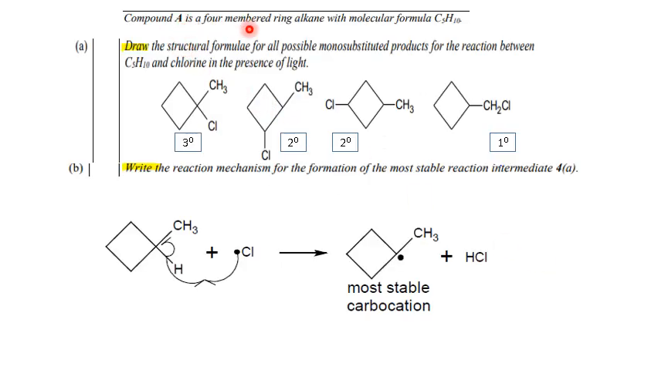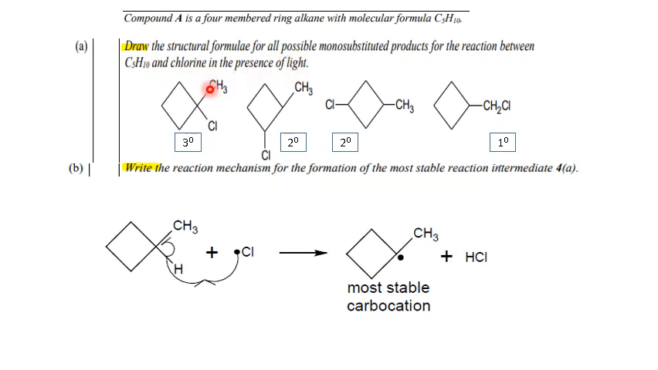Compound A is a 4-membered ring alkane, so it's cyclobutane with molecular formula C5H10, meaning that there is another carbon as the branch. Draw the structural formula for all possible mono-substituted products, meaning this is the only place that the chlorine can be substituted for the reaction between C5H10 and chlorine in the presence of UV.